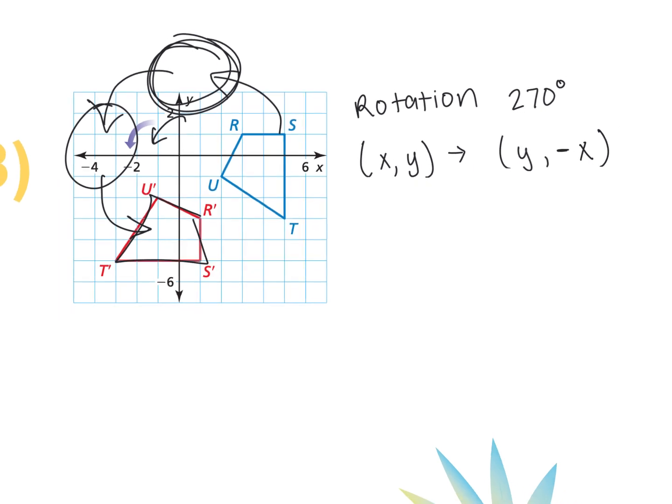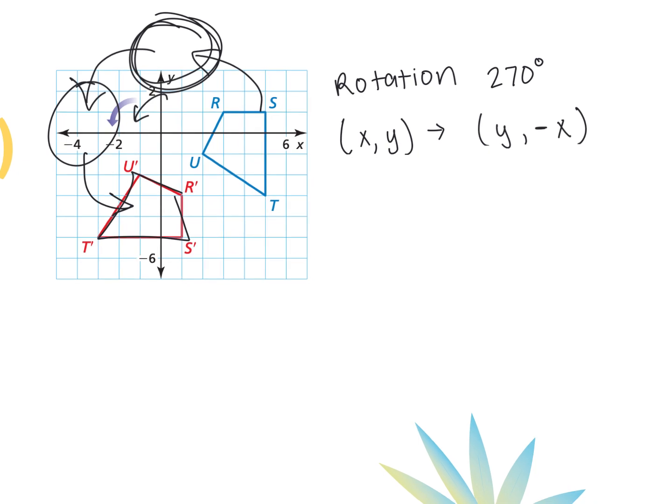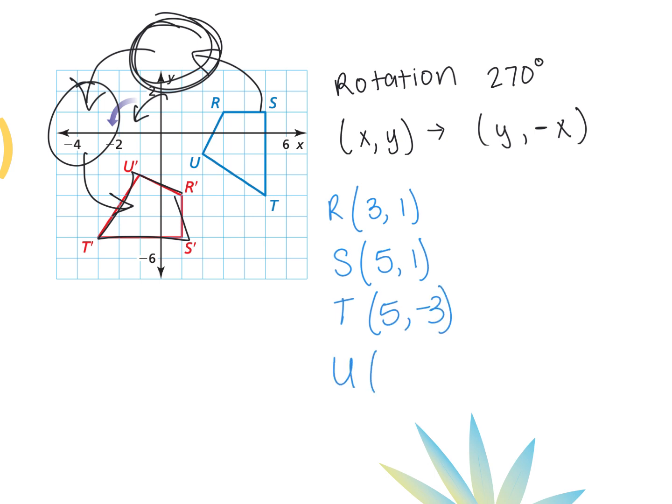All right, so now I have to follow my rule. I'm starting with my original, and then I'm going to my new. So my original coordinates for R are 3, 1. S, 5, 1. T, 5, -3. And U, 2, -1.